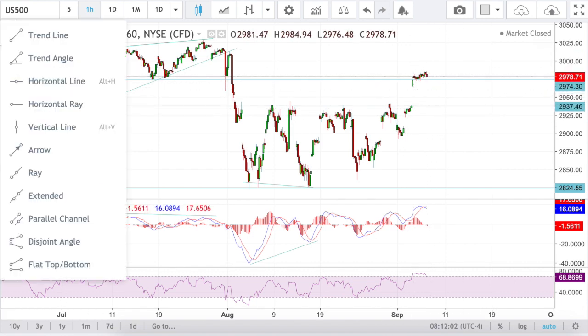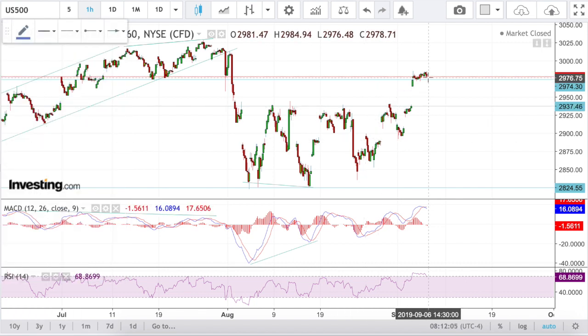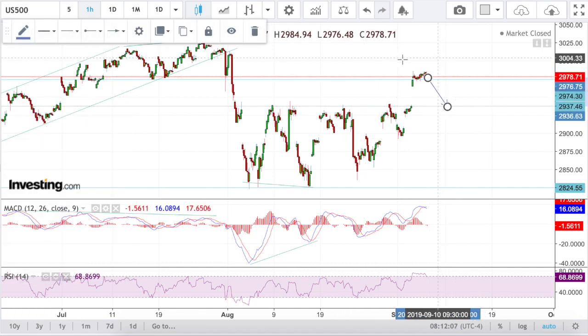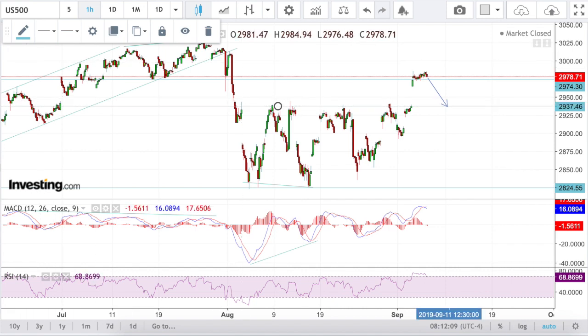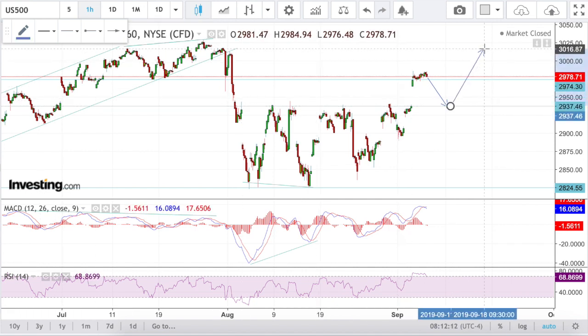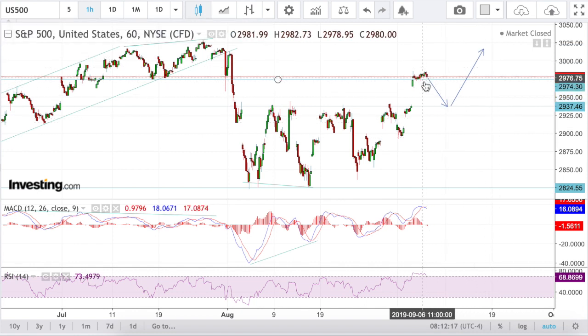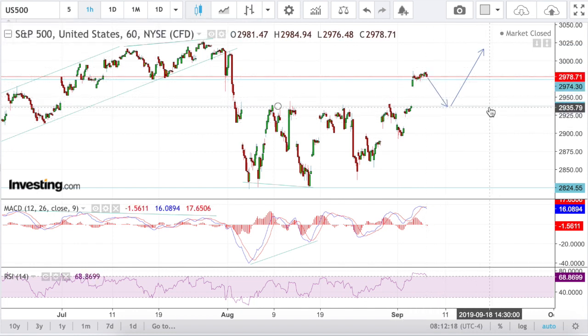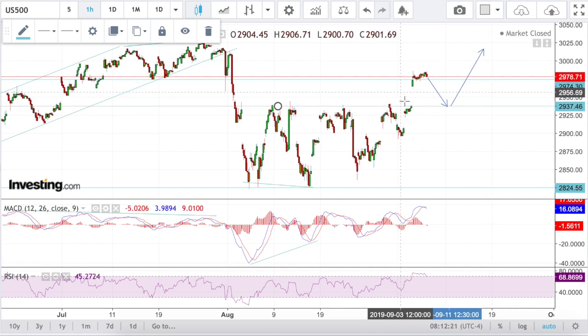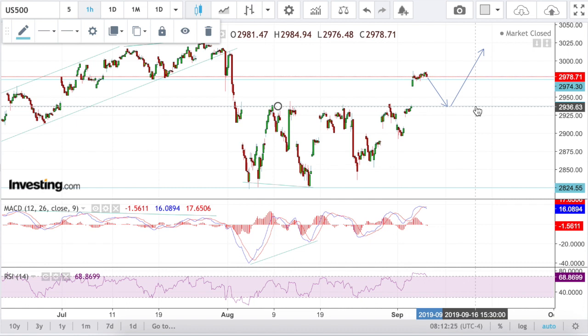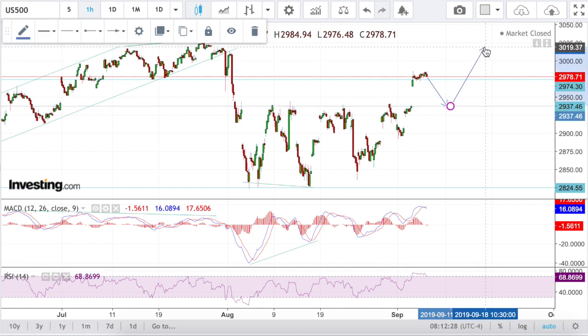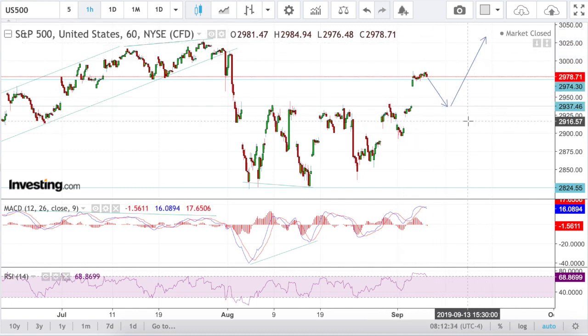There are two potential scenarios that could happen here. We could backtest this level and then come back up, and that would be an objective long. If you're looking to go long on the S&P 500, wait for a backtest of this resistance level. I am putting very high odds that we will come back and test this level and then potentially bounce back up to make some all-time highs. So if you're bullish, this is the scenario that you are looking for, a backtest and a bounce.